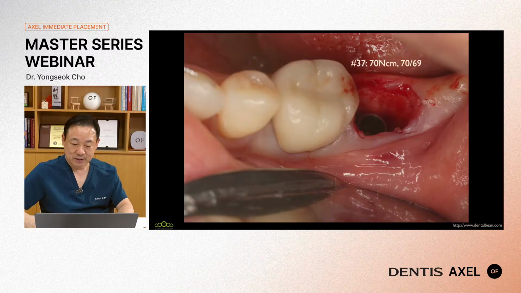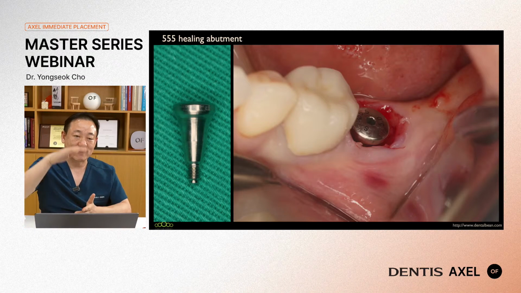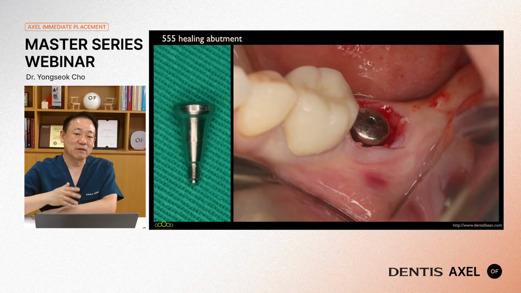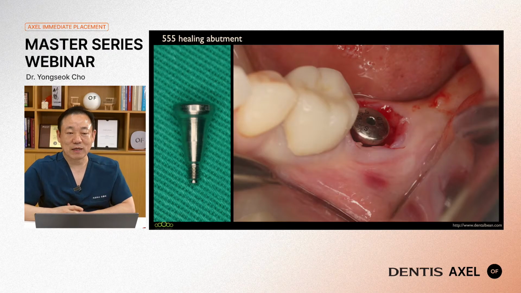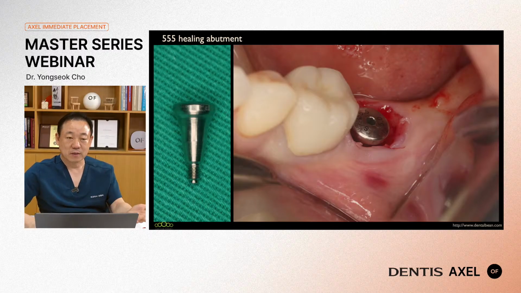After implant installation, I connected the 555 healing abutment, diameter 5.5 and gingival height 5 millimeter. This is my favorite healing abutment at the molar site. In the premolar site, I connect the 455, diameter 4.5, gingival height 5 millimeter. And this is the end of the surgery. After sounding the extraction socket and connecting the healing abutment, I finished the surgery.